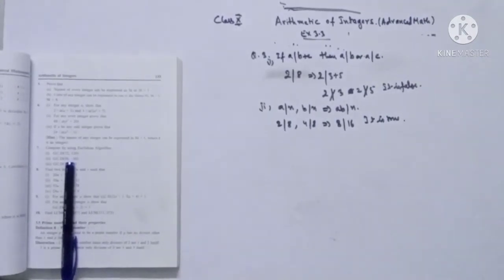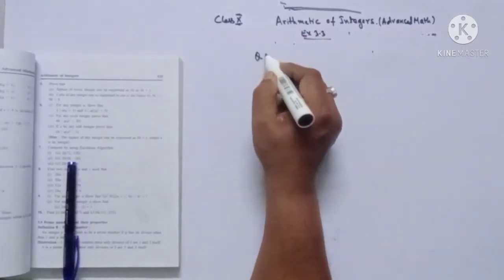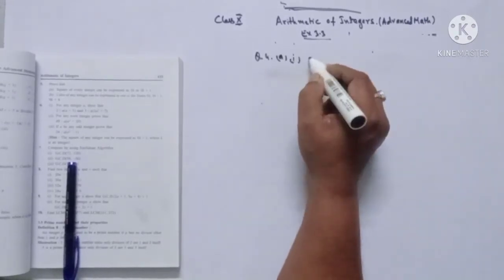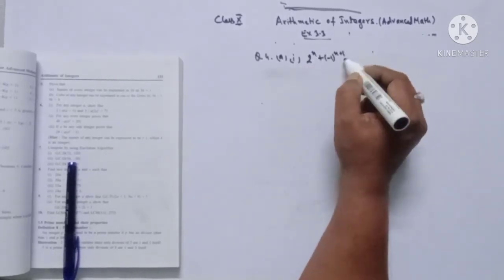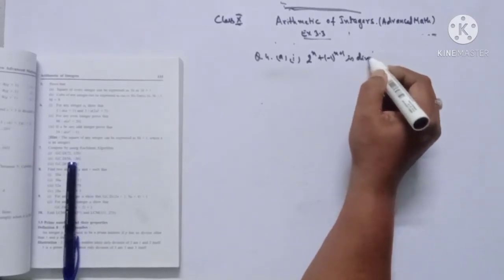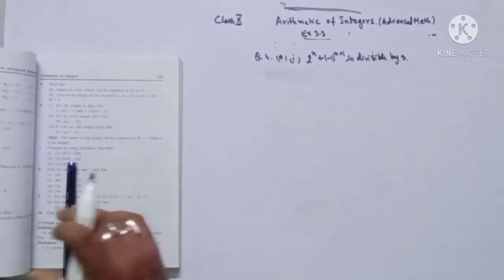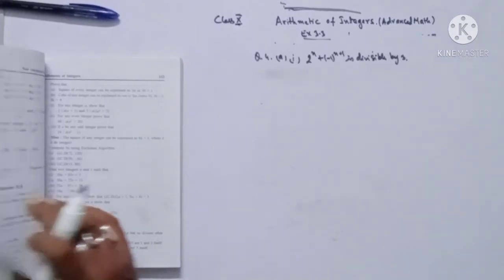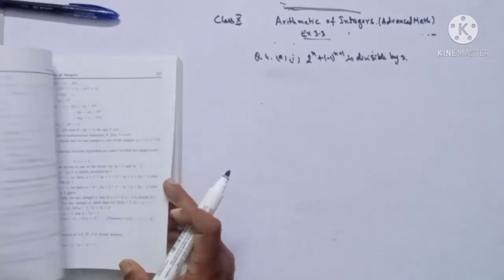Now I am going to question number 4. Question number 4, A, that is first: 2 to the power of n plus minus 1 to the power of n plus 1 is divisible by 3, we have to prove this. So to prove this, the mathematical induction method has been used here.